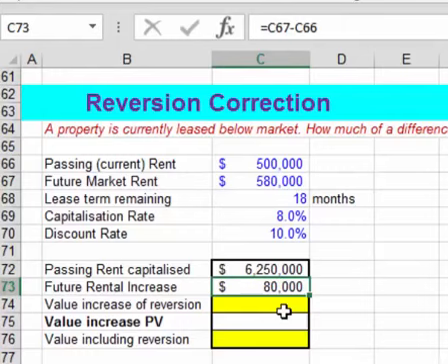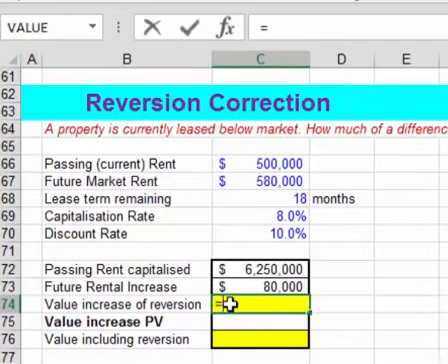Okay, let's look at the value increase of the reversion. Now what that is simply capitalising this future rent increase. That's quite easy. What it says is that if we have $80,000 and we capitalise that at 8%, that's worth $1 million to us. However, the problem with this $1 million is that while it's going to add to the capitalised value of the passing rent, we have to wait for it to happen.